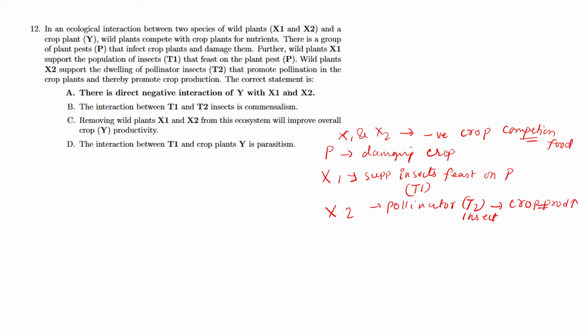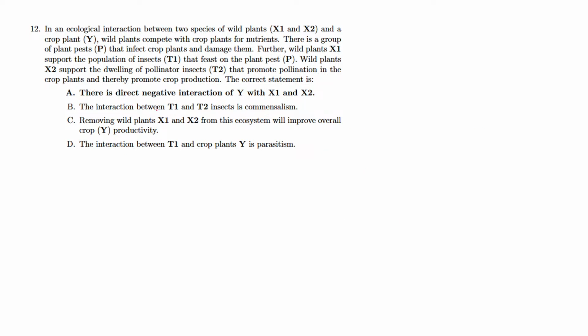So let us come to the statements over here. The first statement says that there is a direct negative interaction of Y with X1 and X2. That's what the competition is over here. So this option is correct. The second option says that the interaction between T1 and T2 insects is commensalism. No, T1 and T2 are not related to each other, because T1 is feasting on plant P and T2 is doing pollination of crops. So they are not directly related in any way. So there is no commensalism happening over here. So this option is wrong.